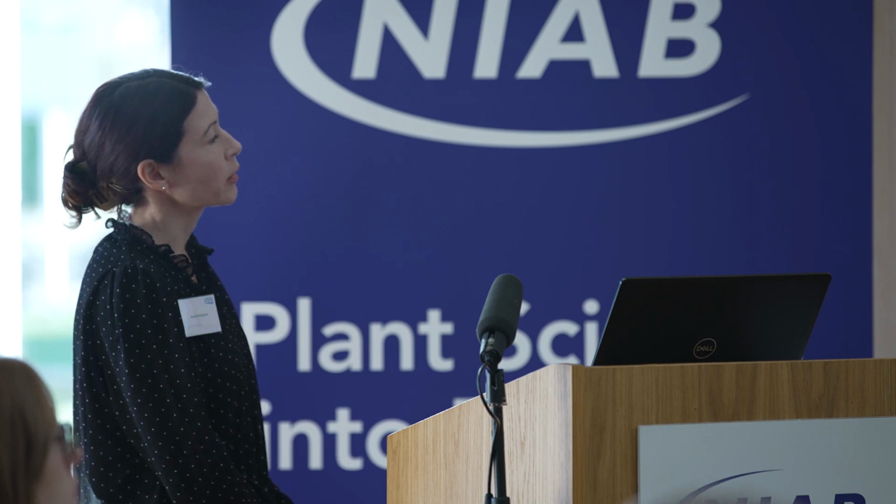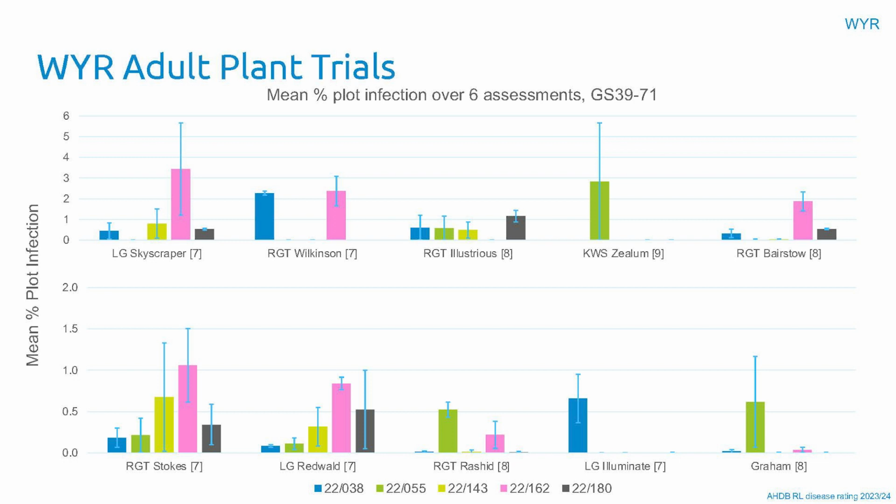So next I wanted to show you the varieties that were rated 7 or more. You can see there's been a change on the y-axis here. If we go along the top line first, we're starting with LG Skyscraper, which had a percentage mean of 3.4% with the pink isolate, 22162. RGT Wilkinson, another variety rated 7. It was actually only susceptible to just 2 of the isolates, 22038 and 22162.